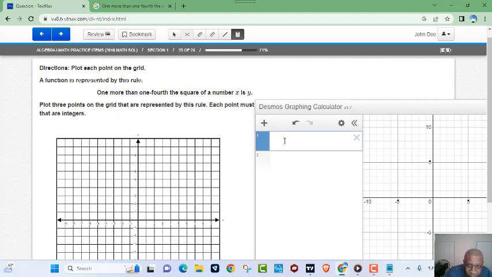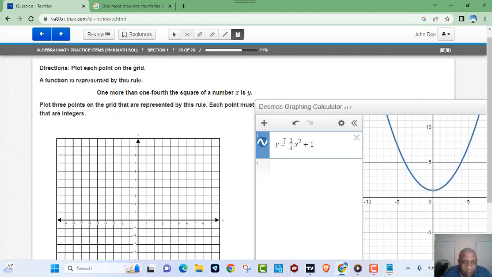So why don't I work backwards? So y equals, now one more we know is going to be the plus 1. It says 1/4, 1/4 the square of a number. So x and then some number squared. And then plus 1. All right, so one more, which is the plus 1, than 1/4 the square of a number is y. Yep, so that's it right there. So y equals 1/4 x squared plus 1.